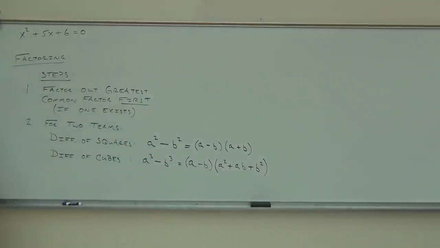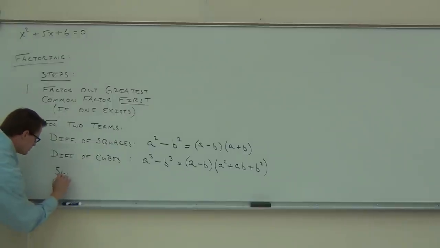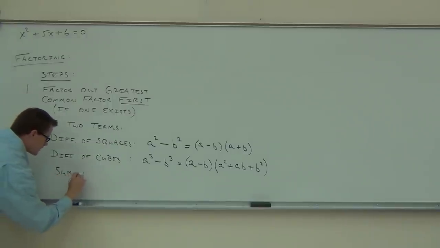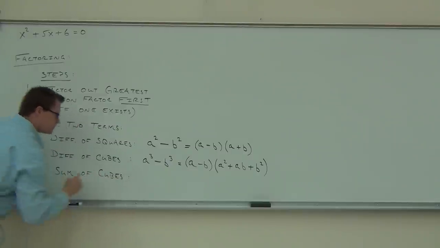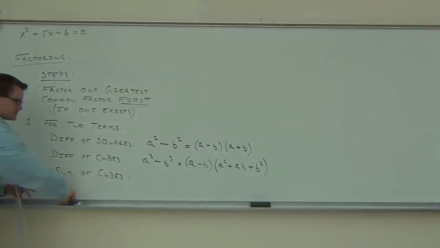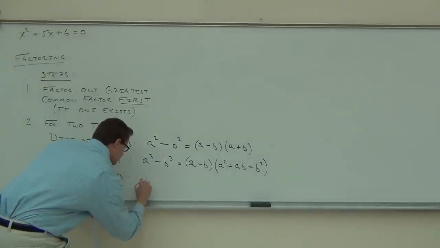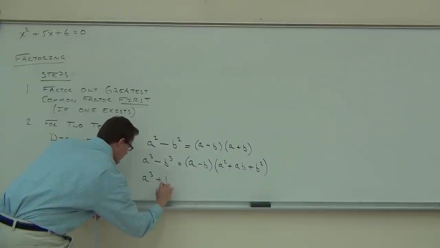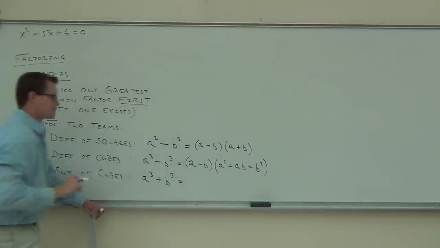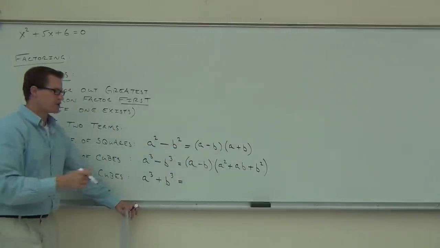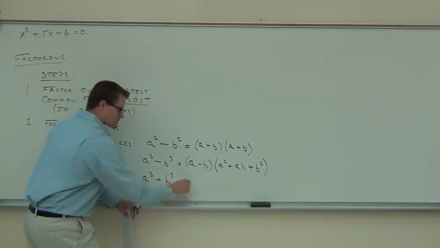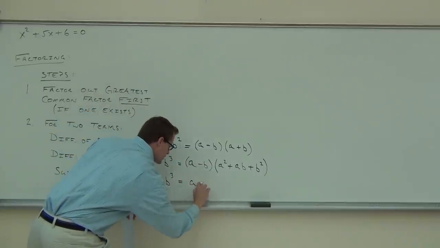The last one we can have is called a sum of cubes. What do you think is going to be the difference between a difference of cubes and a sum of cubes? Plus. Yeah, that's exactly right. So it will look real similar. Still a cubed. We have a plus though. B cubed. And the form's even going to look similar to this. Here's the thing that's going to change. Notice how we had same sign, same sign. We're still going to have the same sign. So the first thing should be a plus b.